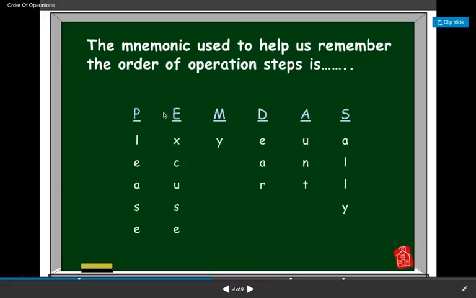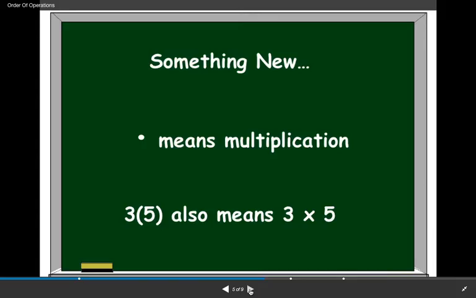So when remembering PEMDAS, we use please excuse my dear Aunt Sally. So that's a way you can remember what the order of operations steps are. Down here, when we have a number in parentheses with another number outside of it, that means to multiply. So this also means this.